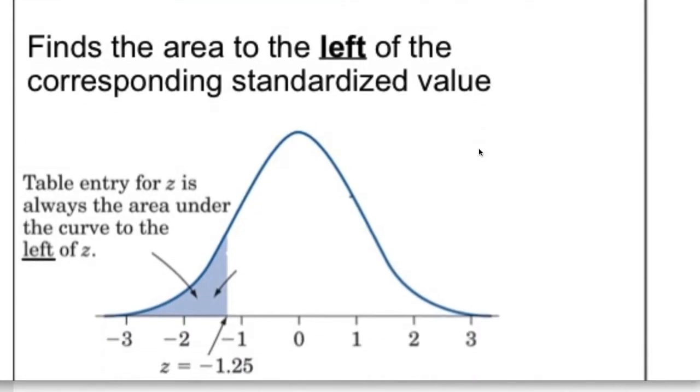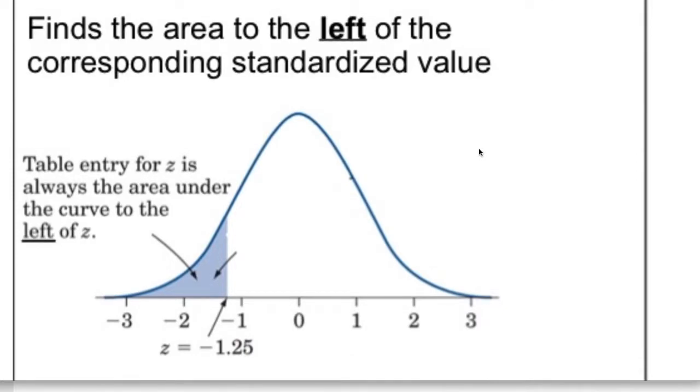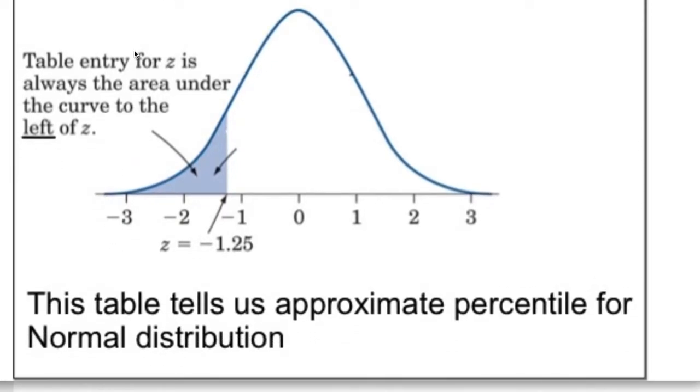So when you're reading the standardized table, it is used to find the area to the left of the corresponding standardized value. And I underline, bold, circle, star, highlight, whatever you need to do the word left, because it measures everything below the value you're looking for. So the table entry for z, again, speaking of that standardized table, you need to have that out right now. If you don't, then you need to pause the video to go get it. But for that table entry for z, it is always the area that is to the left of the curve.